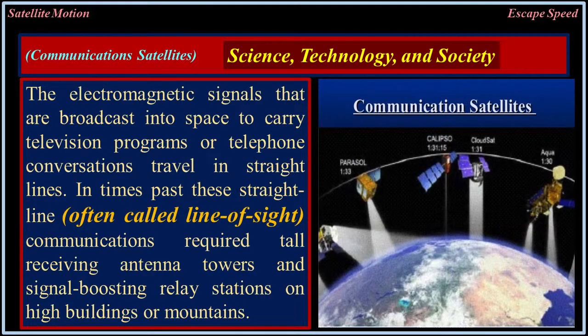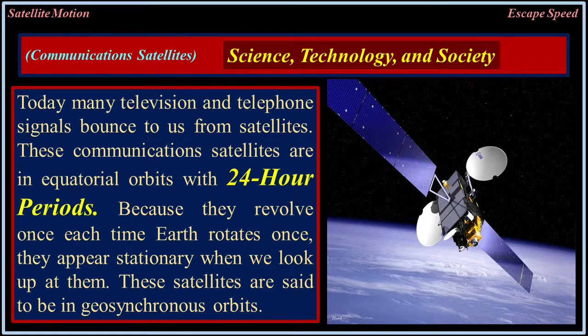Communications satellites, science, technology, and society. The electromagnetic signals that are broadcast into space to carry television programs or telephone conversations travel in straight lines. In times past, these straight-line, often called line-of-sight, communications required tall receiving antenna towers and single boosting relay stations on high buildings or mountains. Today, many television and telephone signals bounce to us from satellites.